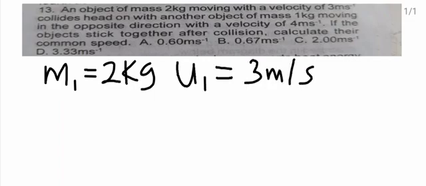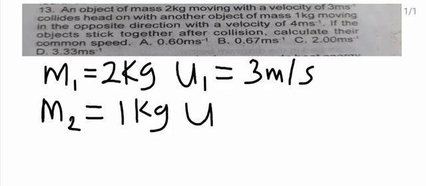So in this case, we are going to list our parameters first. Number one thing that we have there is the mass of the first object. So the first mass is no other but 2 kg. Secondly, we have the velocity of the first object, which can also be referred to as the speed of the first object, 3 meters per second. Then it collides with another object, so we can call that mass 2. So it is 1 kg.